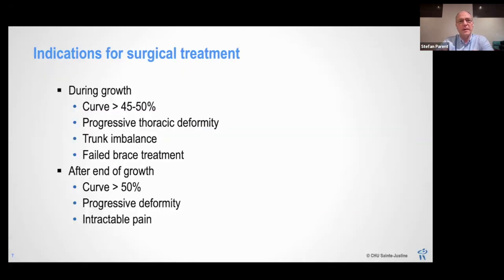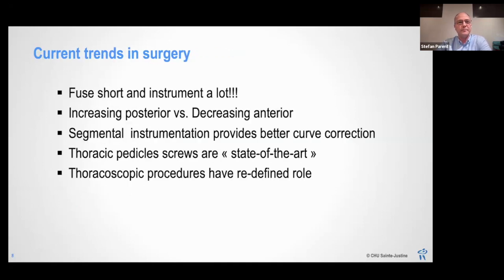The indications for surgical treatment, again, during growth: patients with curves over 45 to 50, a progressive thoracic deformity, trunk imbalance, and failed brace treatment. After the end of growth, you typically look for a curve over 50 degrees, progressive deformity, and intractable pain.